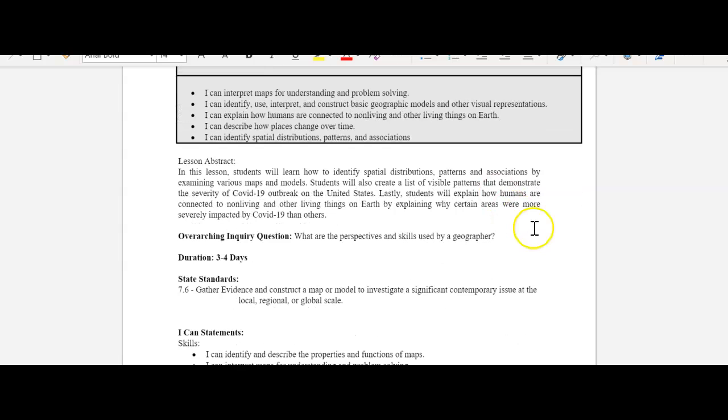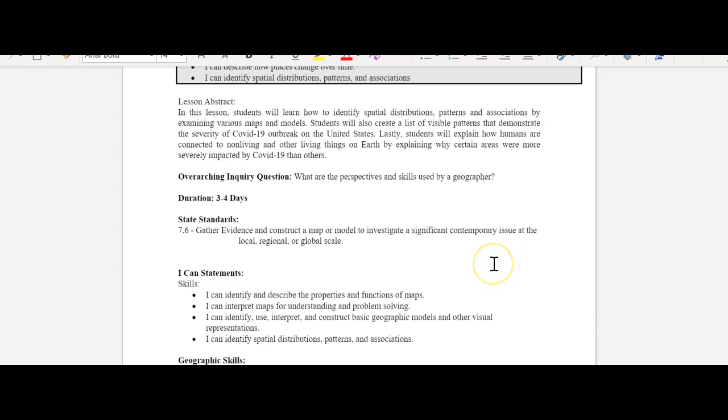So in this one, students are going to learn how to identify spatial distributions, patterns, and associations. They're going to examine various maps and models. They're going to create a list of visible patterns and demonstrate the severity of COVID-19 in the United States. And then they're going to explain how humans are connected to non-living and other living things on Earth by explaining why certain areas were more severely impacted by COVID-19.